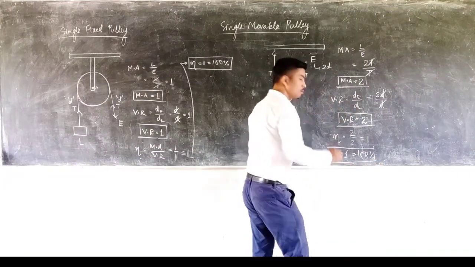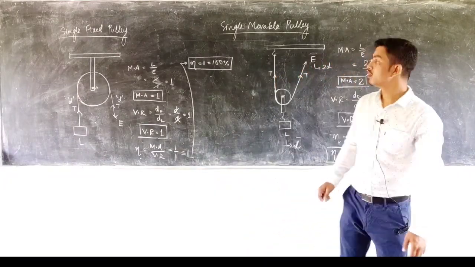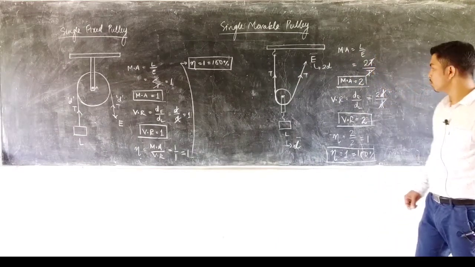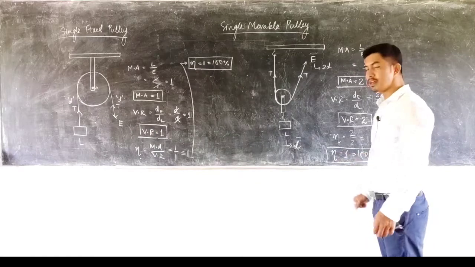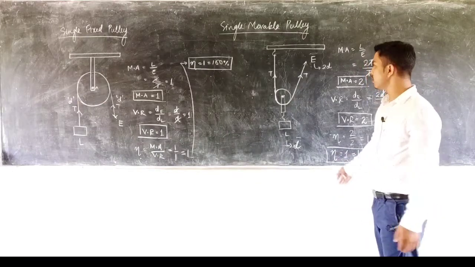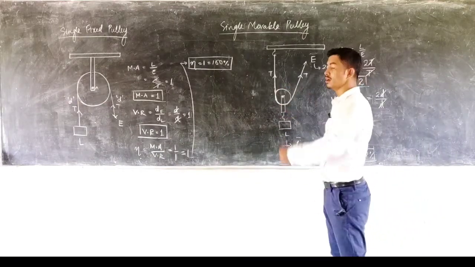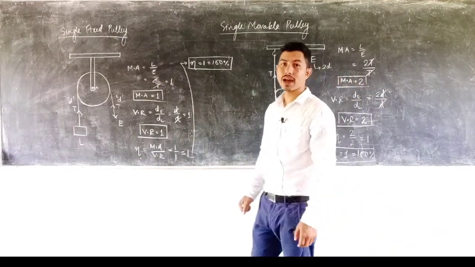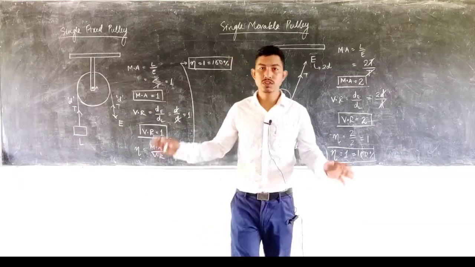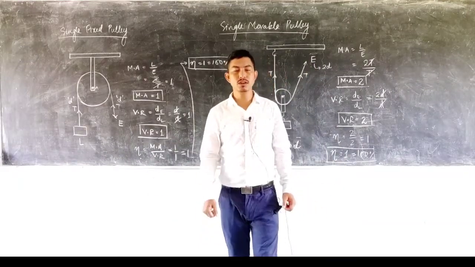Okay, so that is the basic difference between the single fixed pulley and a single movable pulley. And in this case also the efficiency remains lesser than 100%, because here I did not consider the load of the pulley, and neither did I consider the friction in the axis of the pulley. So this is very important from your examination point of view.